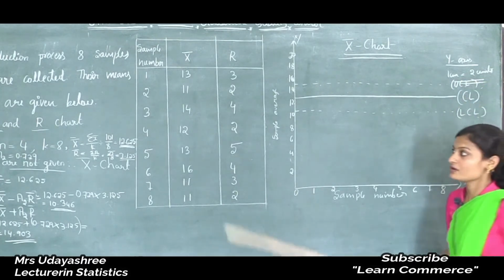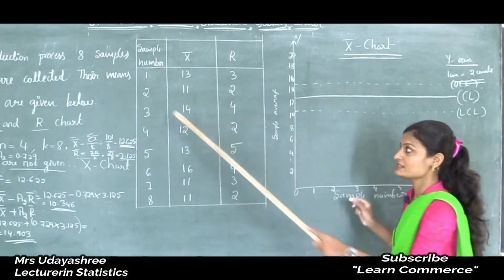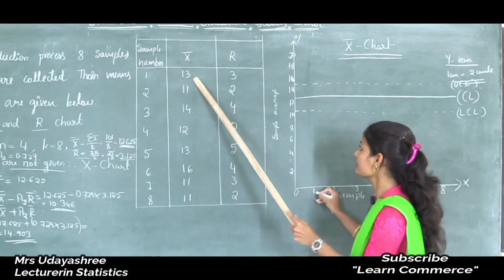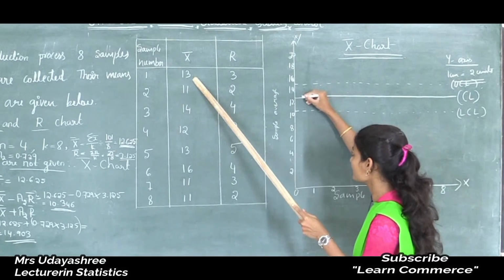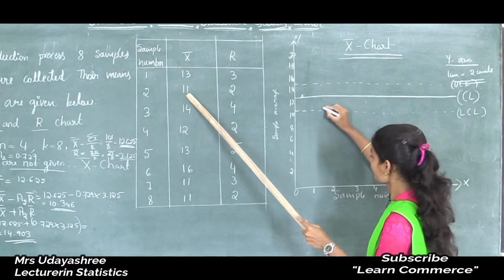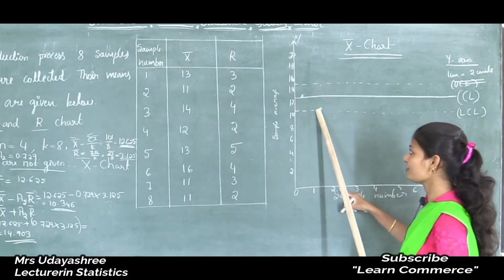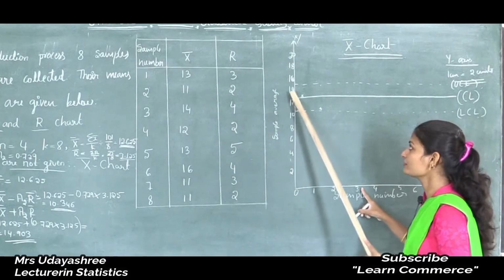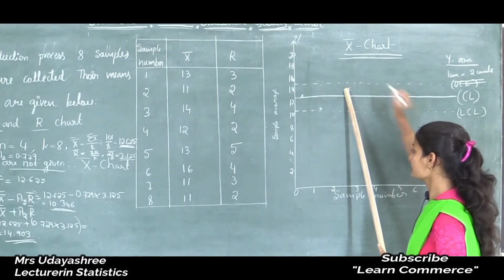Now I will plot the sample points in this graph. Here sample number is 1 and X bar is, sorry, 13. That comes here. So here I will put one mark like this. Next 2 and 11. 11 is here, 2 is here. So here I will put one mark. Next 3 and 14. 3 is here, 14 is here. That corresponding place is here. Here I will plot one mark like this.